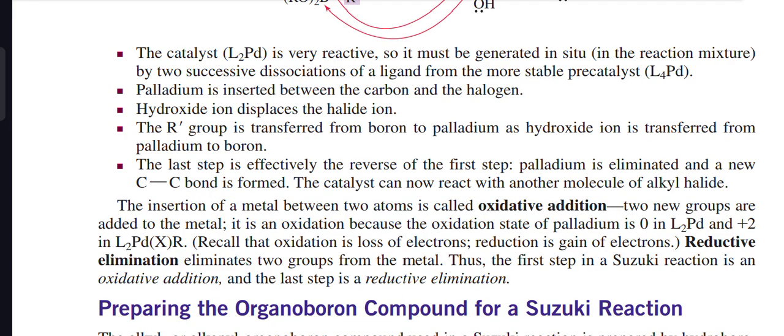The catalyst L2Pd is very reactive, so it must be generated in situ in the reaction mixture by two successive dissociations of a ligand from one more stable pre-catalyst, L4Pd. Palladium is inserted between the carbon and the halogen. Hydroxide ion displaces the halide ion. The R group is transferred from boron to palladium as hydroxide ion is transferred from palladium to boron. The last step is effectively the reverse of the first step.